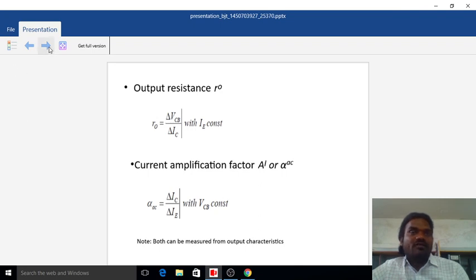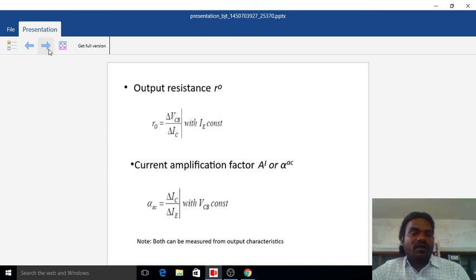So from any configuration we can calculate the 4 parameters: 2 from the input side and 2 more from the output side. From the input side we can calculate the input resistance and the voltage amplification factor, whereas from the output side we can calculate the output resistance and the current amplification factor.